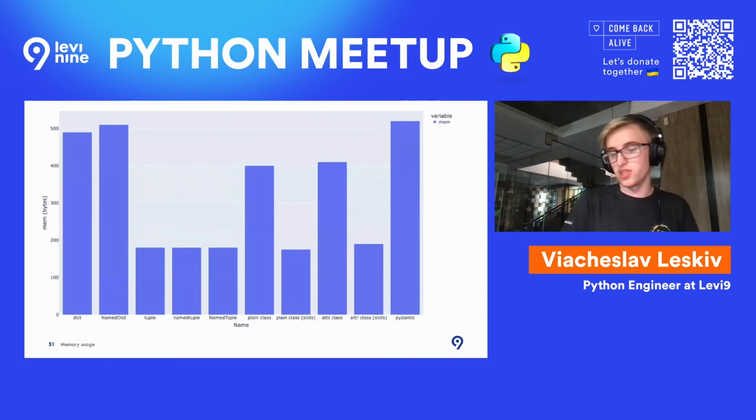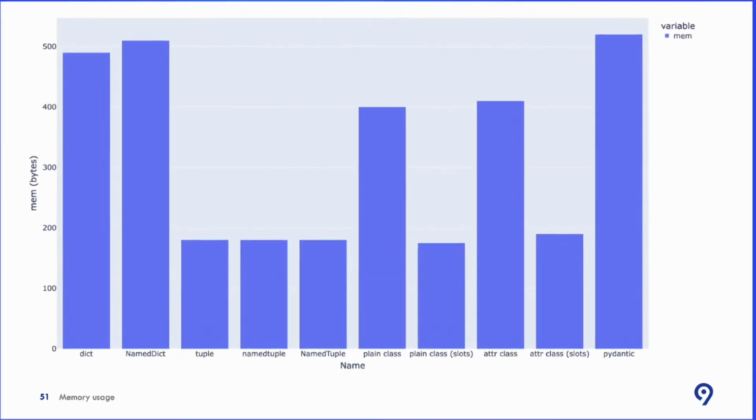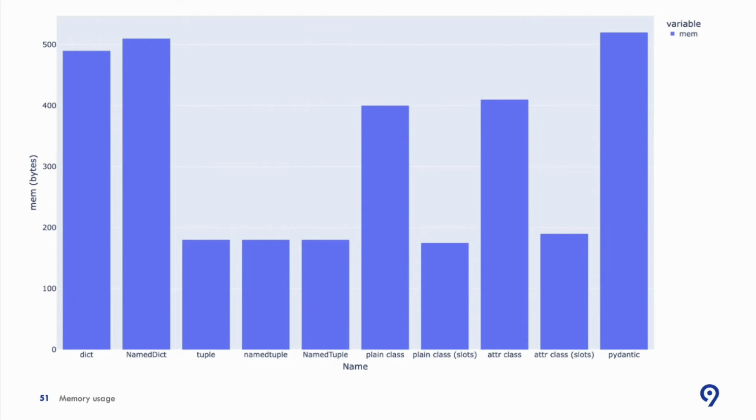And then memory usage. Everything here kind of defines itself. Tuples use less memory because they're a defined list, defined objects, and then we have something called slots for plain class and attribute class that also match this memory usage. And everything else kind of rises to the top because it's based on dictionary or it's just a class, but nothing out of the ordinary.